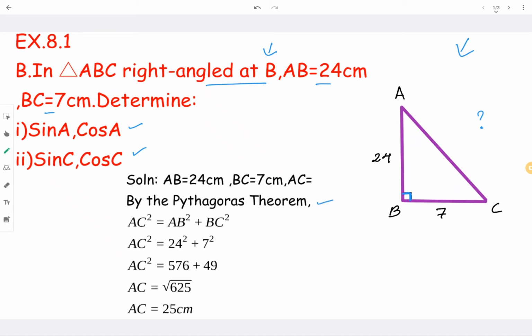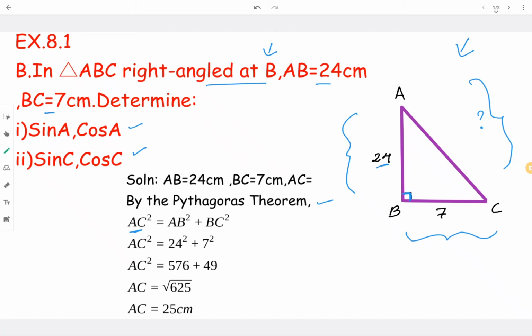What does the Pythagoras theorem say? It says that the longest side, if you look here, longest side is what? AC, right? The square of the longest side, so AC square equals the sum of the squares of the other two sides. What are the other two sides? AB and BC. As you can see, AB, they have already given us 24.